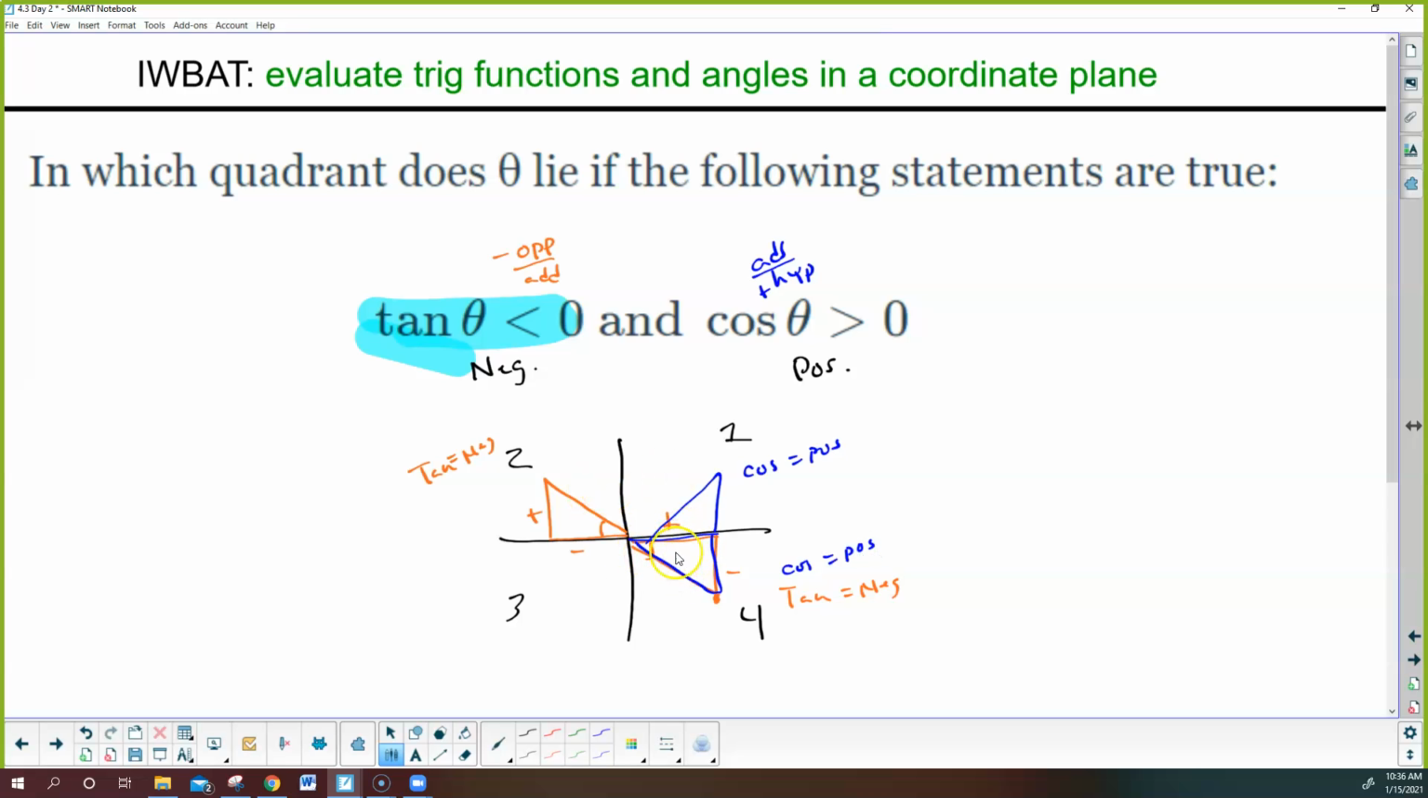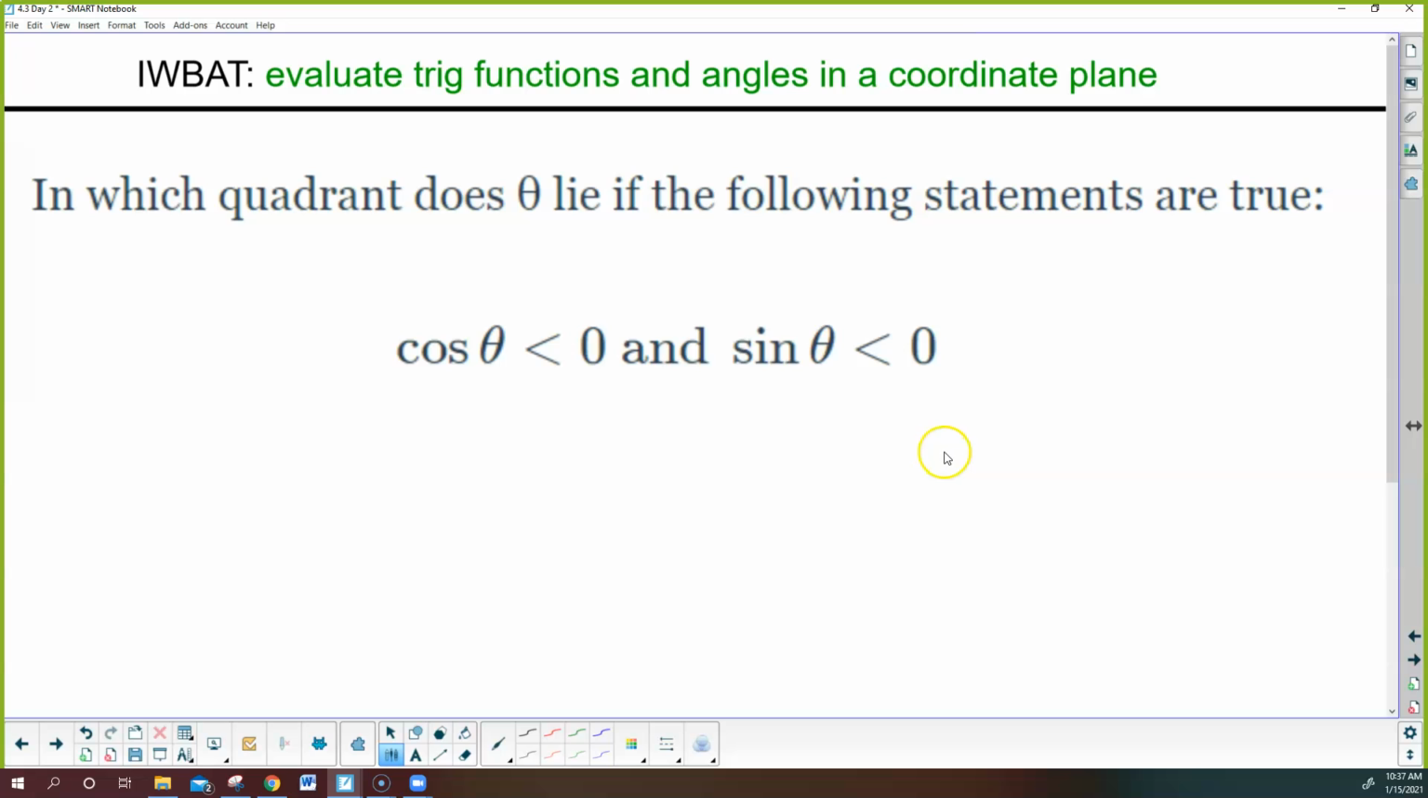And where's the overlap? The overlap is in quadrant 4. That's where both of these hold: tangent is negative and cosine is positive. There are many different ways to solve this. If you were to watch the help video in Delta Math, it might explain it a little differently, which is fine. I'm going to skip this one. It's basically the same thing.